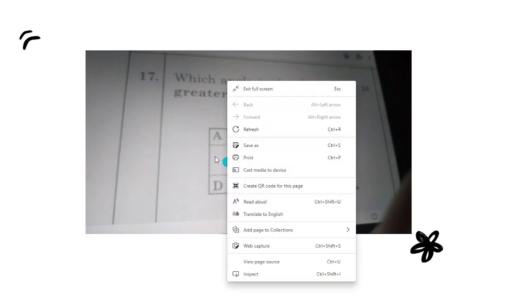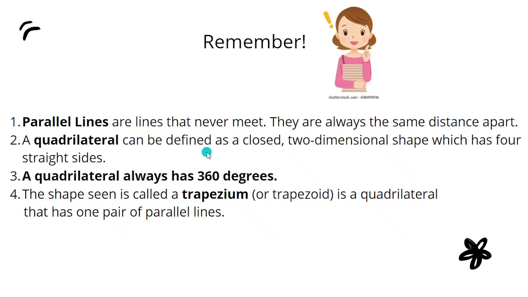Also, this is a quadrilateral because there are four sides. It's a two-dimensional shape which has four straight sides. So we do indeed have four straight sides. It is a quadrilateral.